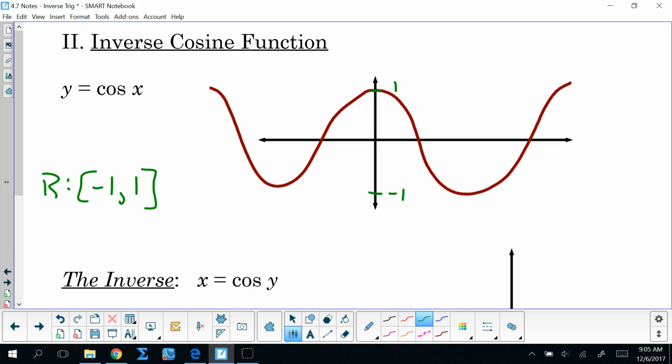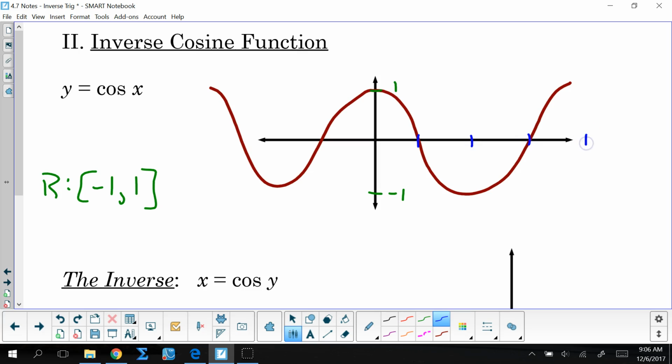Okay. And then let's talk about the first period, which goes all the way out to 2 pi. So half of that would be pi. Half of that would be pi over 2. I should have used a different color on those because I want it to pop. We have to have it pop.